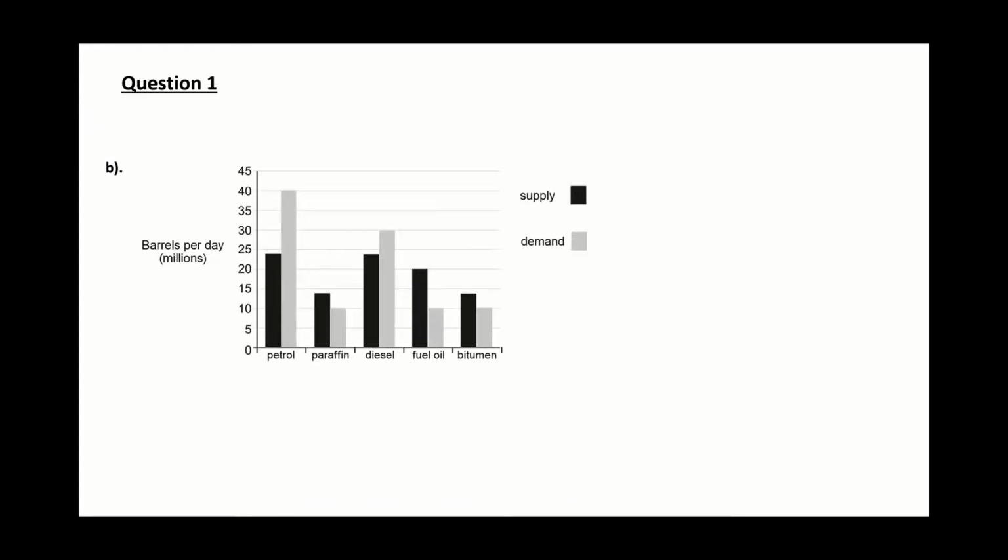So on to part B. This shows us a graph plotting the supply and demand of crude oil fractions, and the first question asks us to name the fractions for which demand is greater than the supply. So by looking at the key and identifying the correct peaks, we can see that this is only applicable for the diesel and the petrol fractions. Thus, our two answers here would be petrol and diesel.